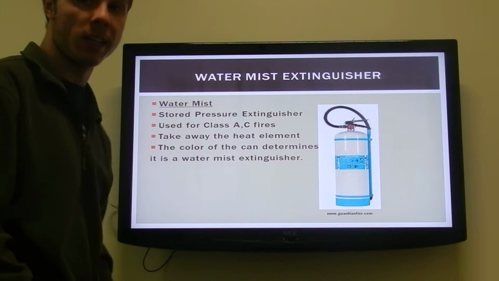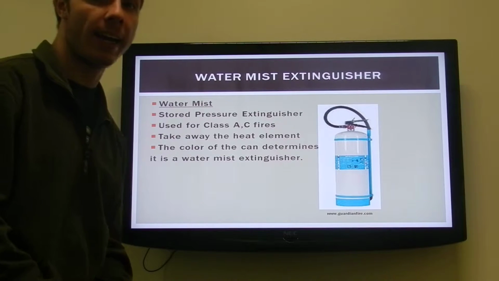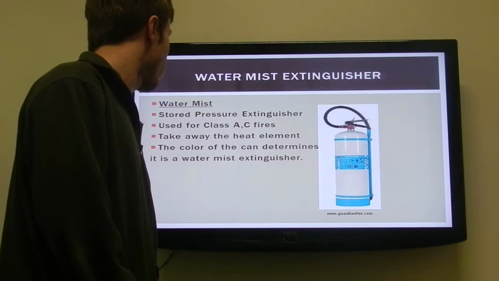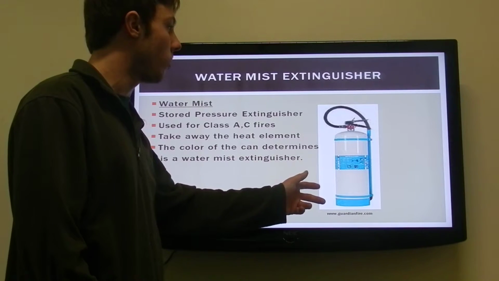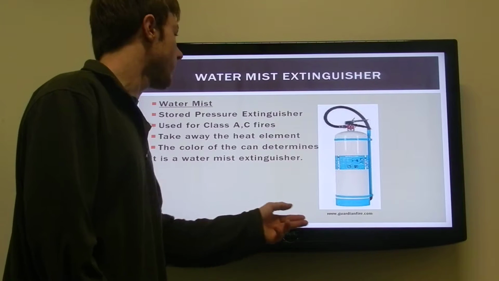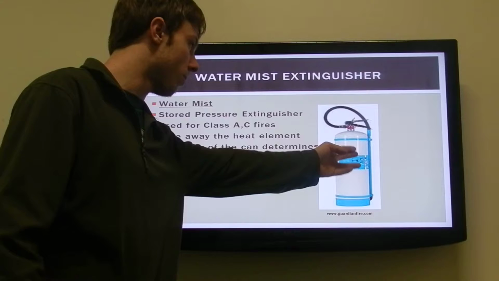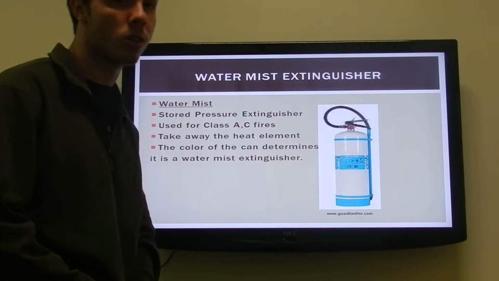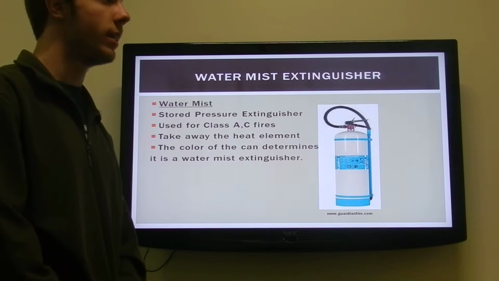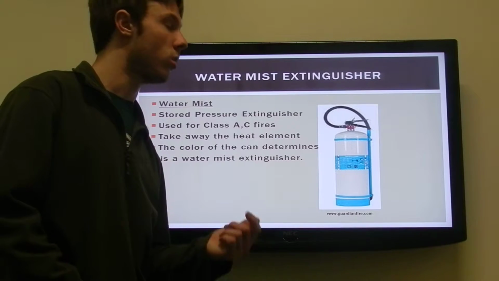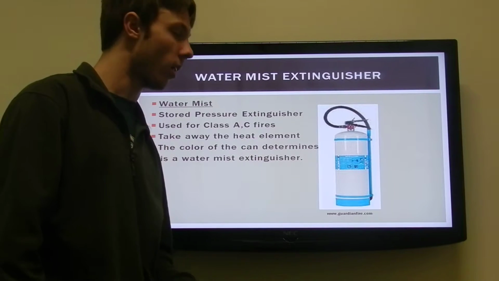Okay, next we have water mist. Water mist is a stored pressure extinguisher used for Class A and C fires. It takes away the heat element, and the way you can determine that it's a water mist is by the white cylinder with light blue trim and the different type of nozzle here. And it can be used on energized electrical equipment because the particles of the molecules of water are a lot smaller than the water stream, so it can't be electrically charged.